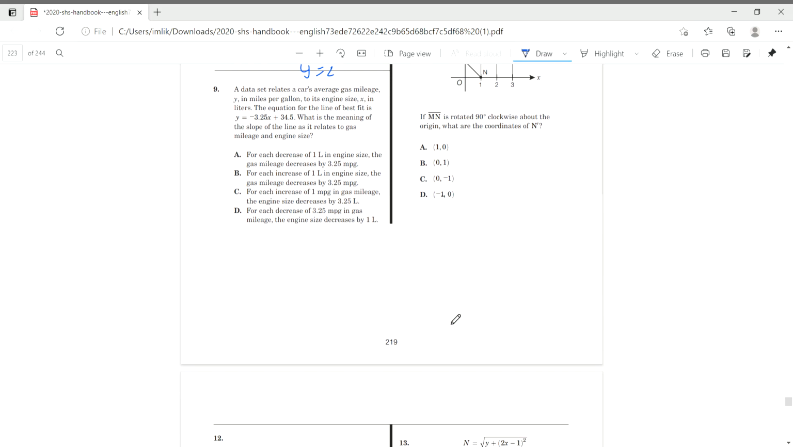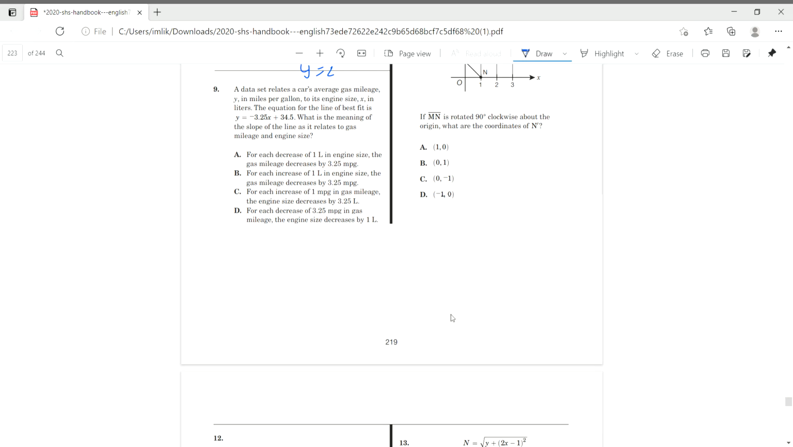A data set relates a car's average gas mileage, y, in miles per gallon to its engine size, x, in liters. The equation for the line of best fit is y equals negative 3.25x plus 34.5. What is the meaning of the slope of the line as it relates to the mileage and engine size? Mileage and engine size. Okay.